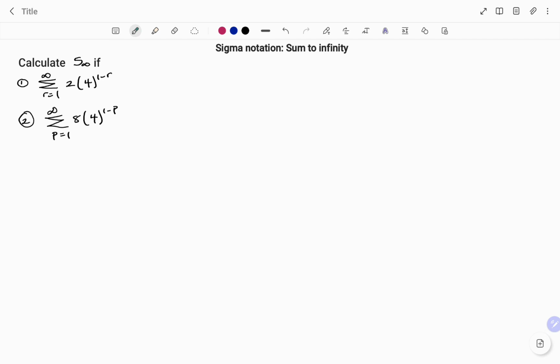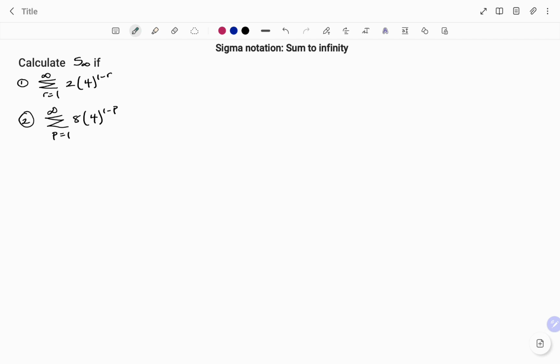The first question says, calculate the sum to infinity of the sigma notation of 2(4)^(1 - r) from r equals 1 to infinity. And for the second question, the sigma notation of 4^(1 - p) from p equals 1, that's the lower limit, to infinity.